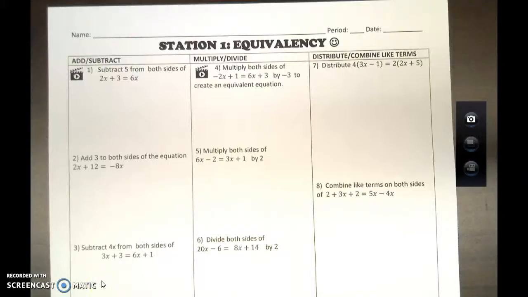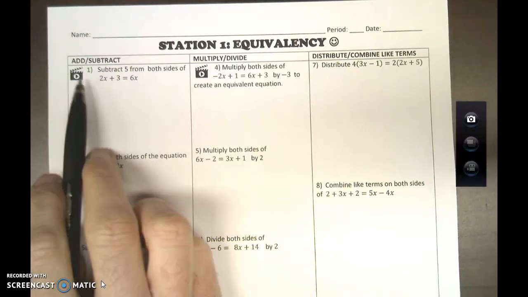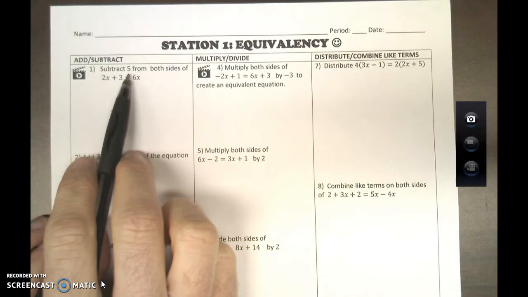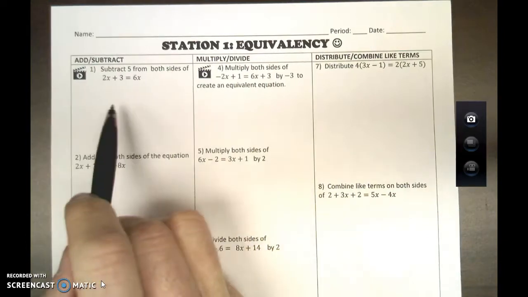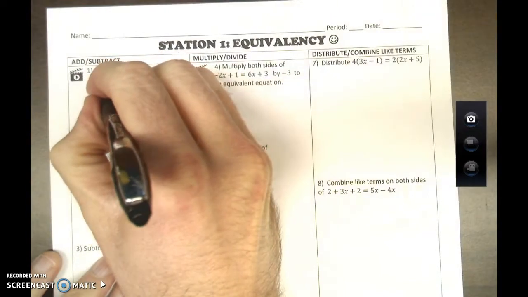Alright, station 1. Let's take a look at equivalency. So for subtracting and adding, when it says subtract 5 from both sides of an equation, remember when you're subtracting and adding to the like terms. So on the left-hand side, we have the plus 3, so I'm subtracting 5 from the plus 3.